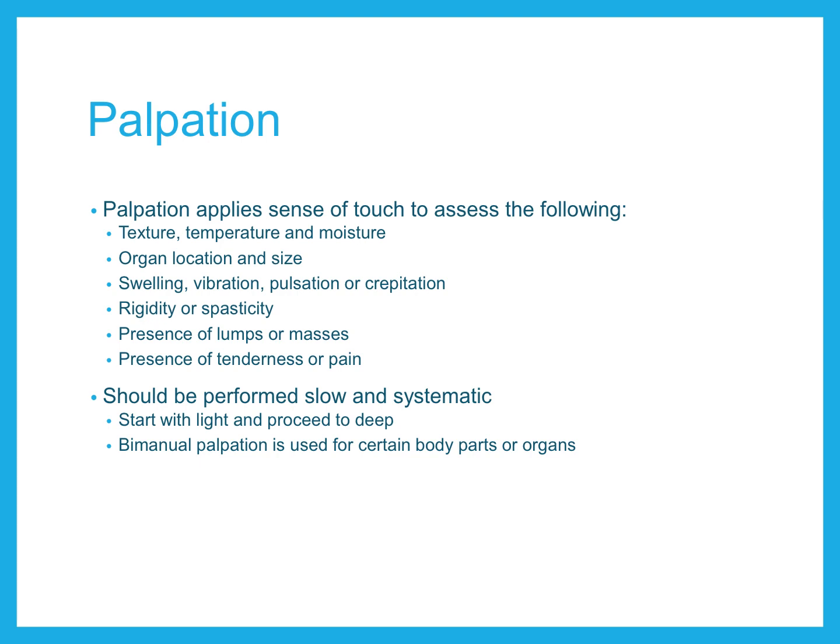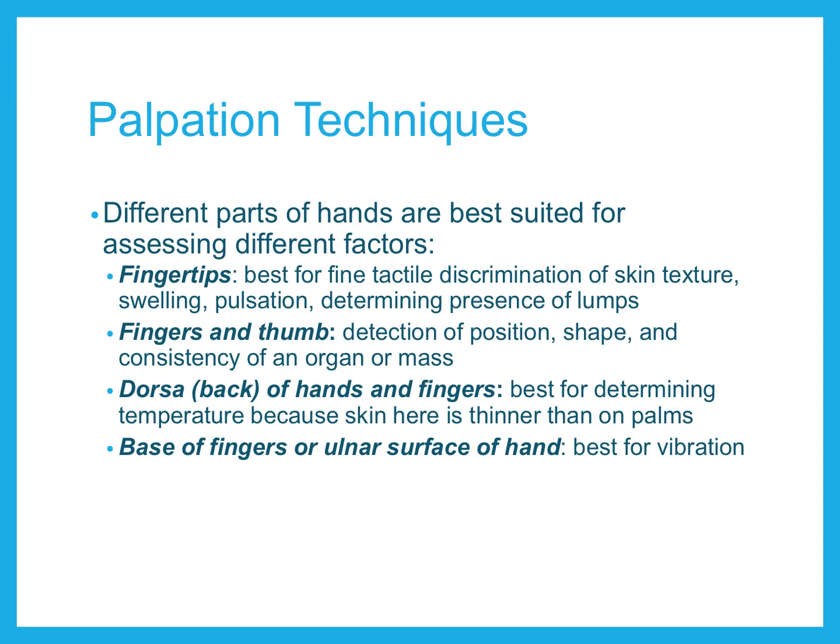We start with light palpation, which is just gently pressing, and then we can use deep palpation on the patient's abdomen and feel for organs. Bimanual palpation is used for certain body parts, like feeling inside the vagina while pressing down on the abdomen to feel for the ovaries or uterus. So that is more of an advanced assessment technique that, as bachelor prepared nurses, we may not use very frequently.